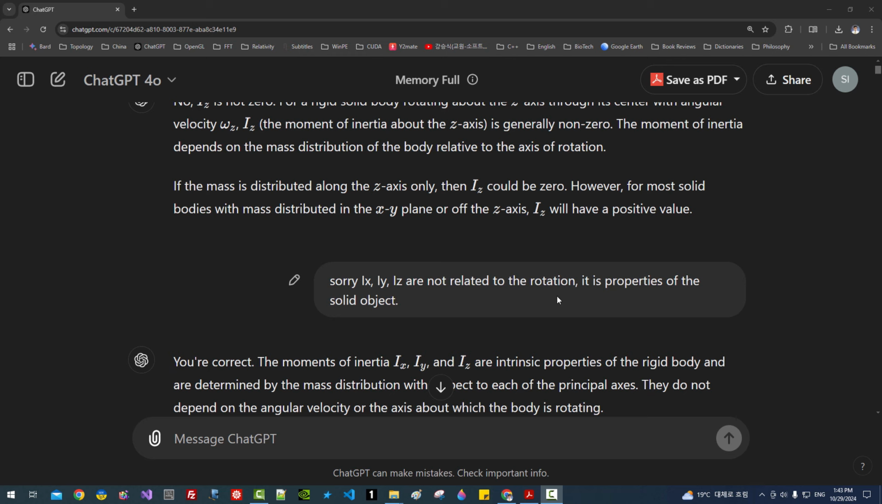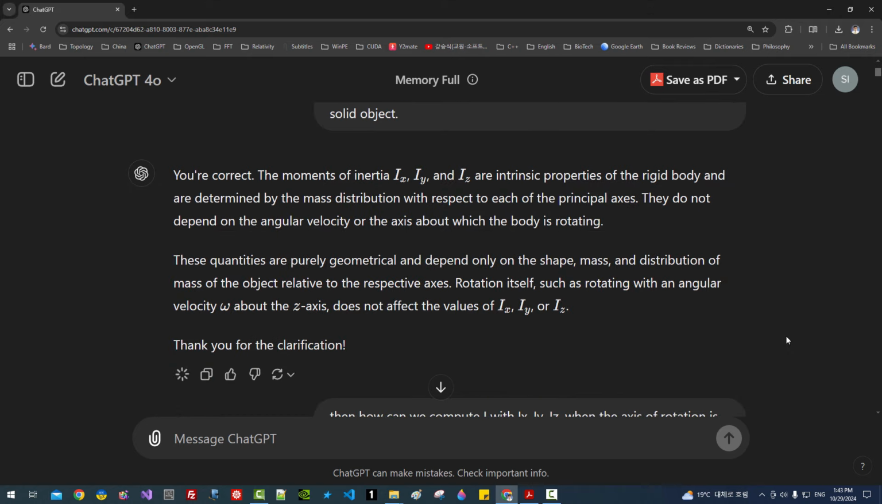Then I answered, sorry, Ix, Iy, Iz are not related to the rotation. They are properties of the solid object. You're correct. The moments of inertia, Ix, Iy, and Iz, are intrinsic properties of the rigid body and are determined by the mass distribution with respect to each of the principal axes. They do not depend on the angular velocity or the axis about which the body is rotating. These quantities are purely geometrical and depend only on the shape, mass, and distribution of mass of the object relative to the respective axes. Rotation itself, such as rotating with an angular velocity omega about the z-axis, does not affect the values of Ix, Iy, or Iz. Thank you for the clarification.